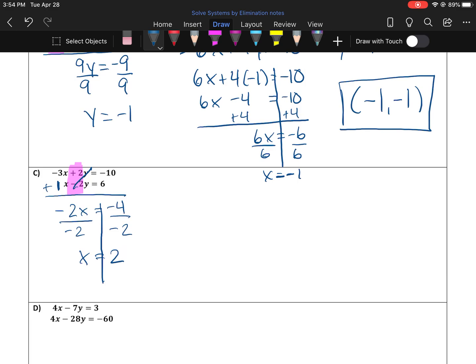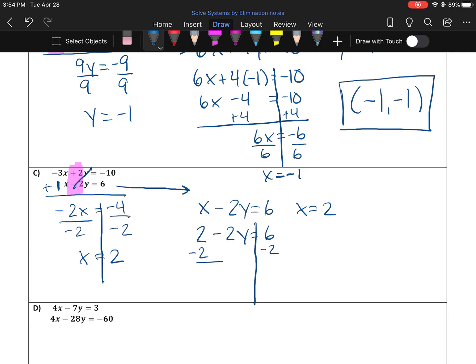I'm going to take one of those equations. I'm going to take the bottom one since there are fewer negatives. x minus 2y equals 6. And I know x is equal to 2. So I'm going to put 2 in for x and solve for y. So we've got these two equations crossing at the point (2, -2).